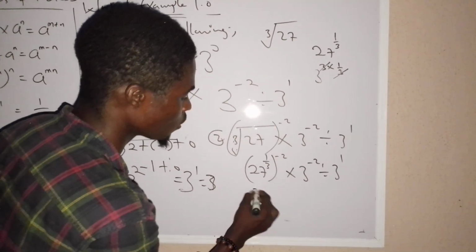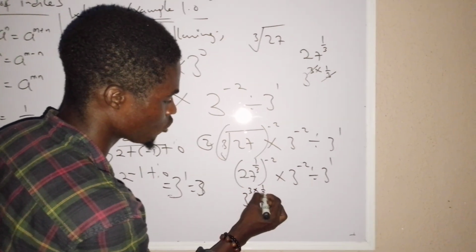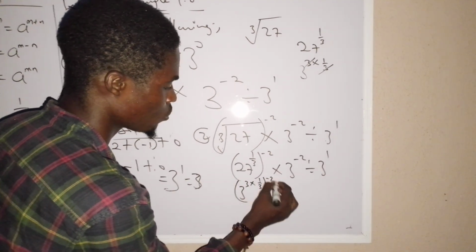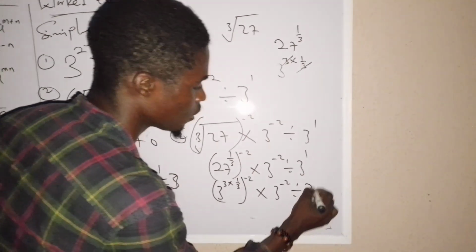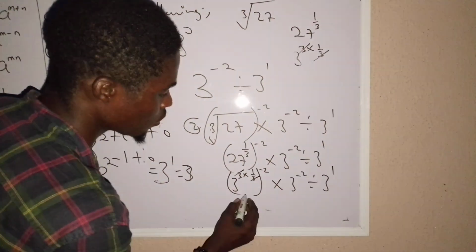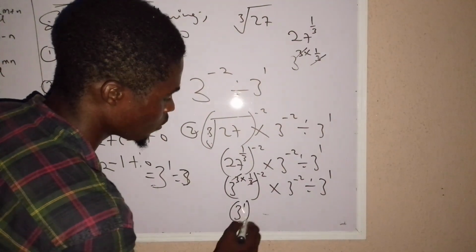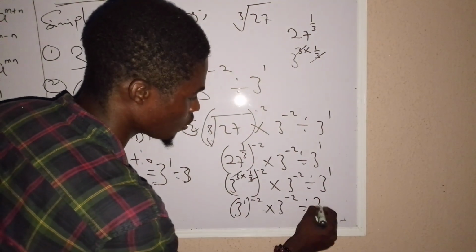The index of 27 is 3 raised to power 3, multiplied by this is also power. Put power in front of power. Then minus 2 times 3 raised to power minus 2, divided by 3 raised to power 1. So 3 take care of 3. We are left with 3 raised to power 1 minus 2 times 3 raised to power minus 2 divided by 3 raised to power 1.